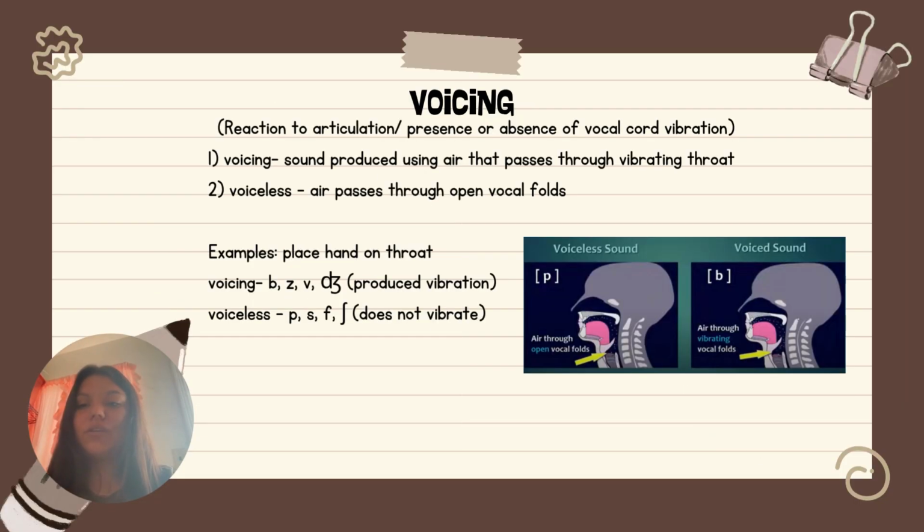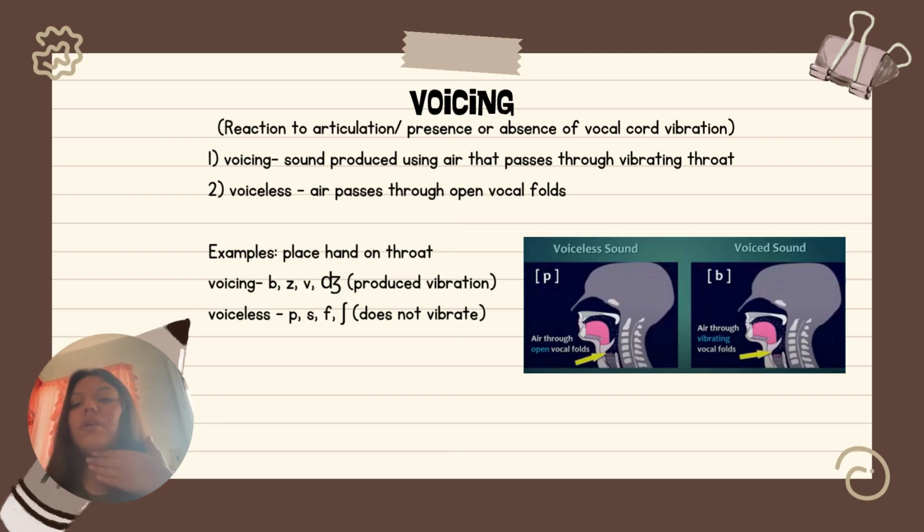One of the first traits used to describe the modification of the airflow includes voicing, or the reaction to articulation. In other words, the presence or absence of a vocal cord vibration, otherwise known as voiced or voiceless. Voicing is when a sound is produced using air through a vibrating throat. Voiceless is when air passes through an open vocal fold. Here are some examples of voiceless and voiced sounds.